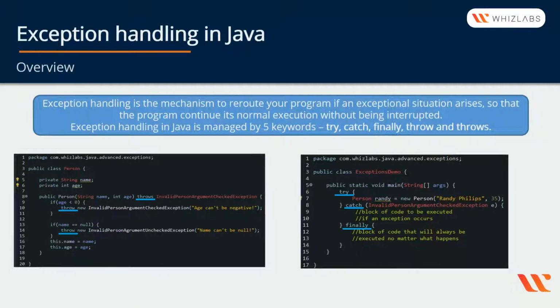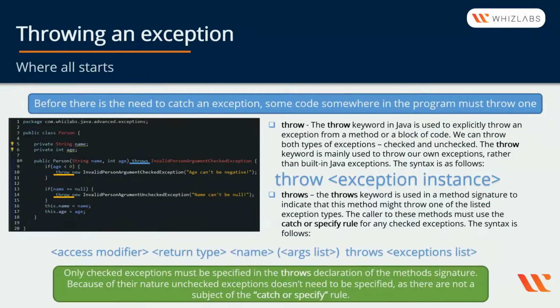I'm using the same example from the last video. We have a person class having a constructor, which might result in one checked or one unchecked exception. On the right picture, we are using the try, catch, finally construction to handle the exception. This is just an overview to briefly take a look at what the whole process looks like. Let's now revisit each of those keywords and see what exactly is their purpose.